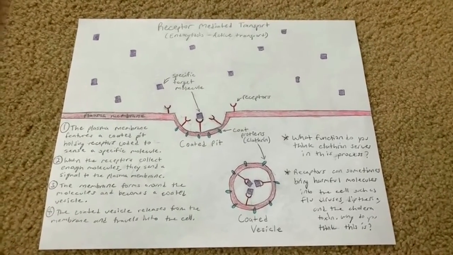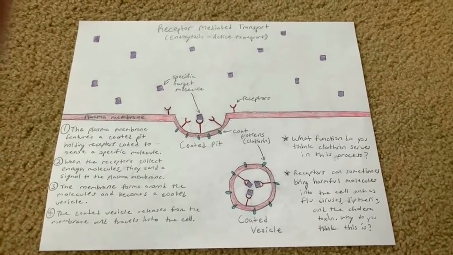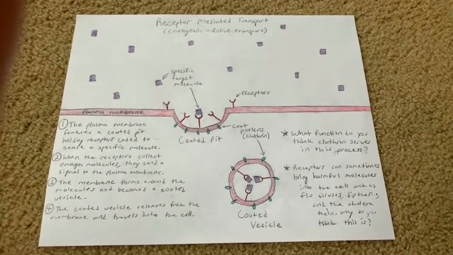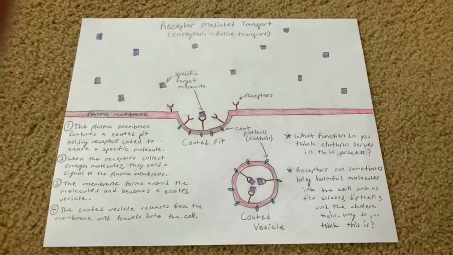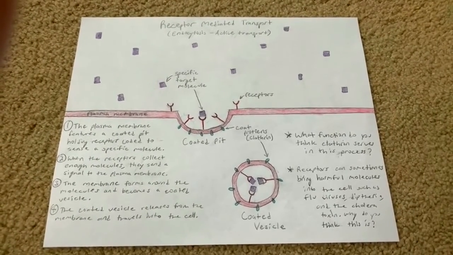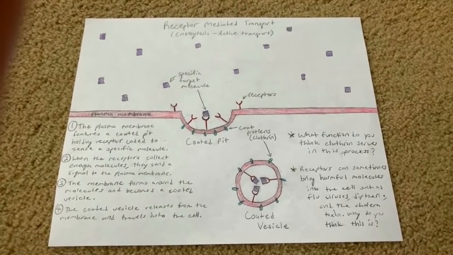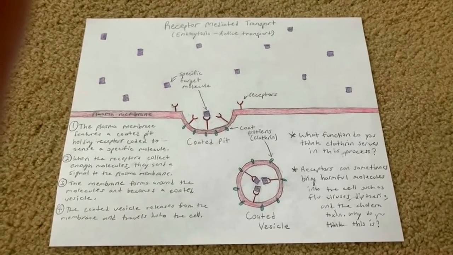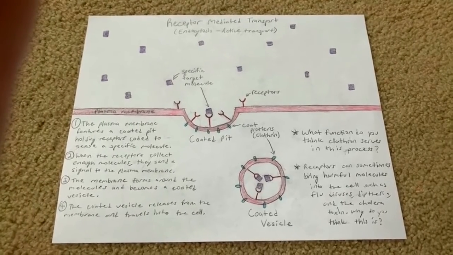The steps of the process are as follows. First, there is a plasma membrane that features a coated pit covered in receptors that are coded to sense a specific molecule. When these receptors collect enough of this molecule, they send a signal to the plasma membrane. This will result in the membrane forming around the molecules and becoming a coated vesicle. This vesicle then releases from the membrane and travels into the cell.